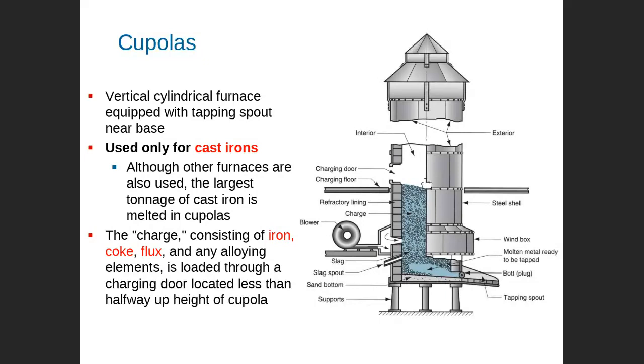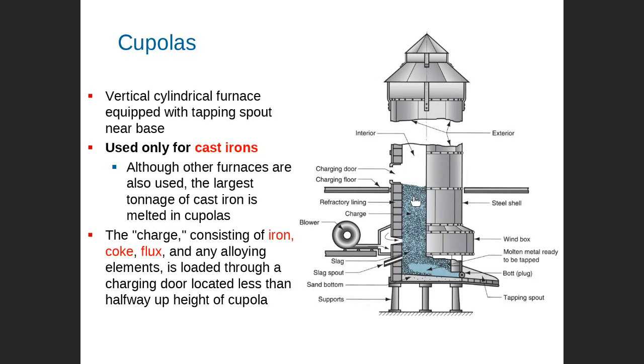This is a cupola furnace, and the cupola furnace is used for cast iron. You can see that this one is vertical. You can see here, this is the charging of raw material. We charge the raw material inside, and then there are hot gases here. We put not only raw material but also the coke and flux.